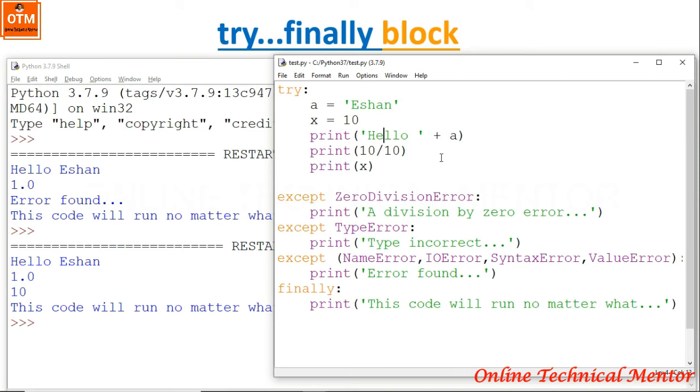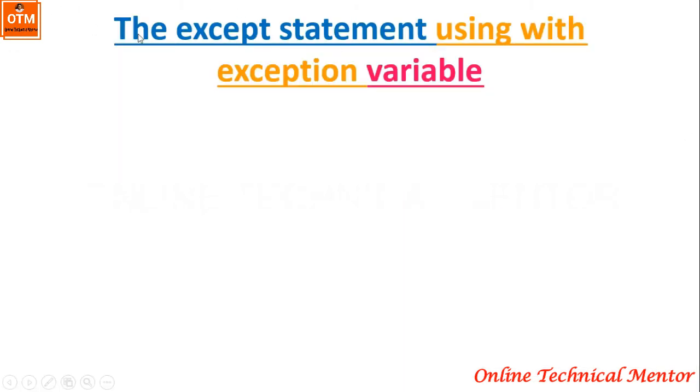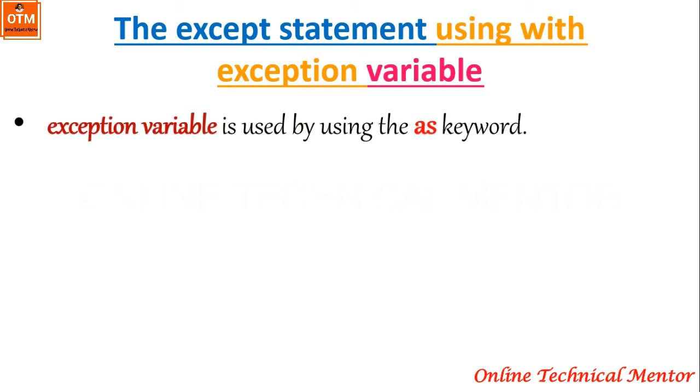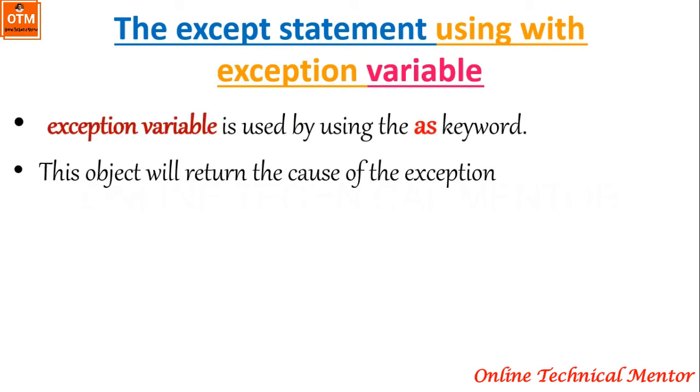Generally the code, like closing a file, is written under the finally statement or within the finally block. The except statement can use an exception variable, which is created using the as keyword. The object will return the cause of the exception. That means this object will store exception related information.